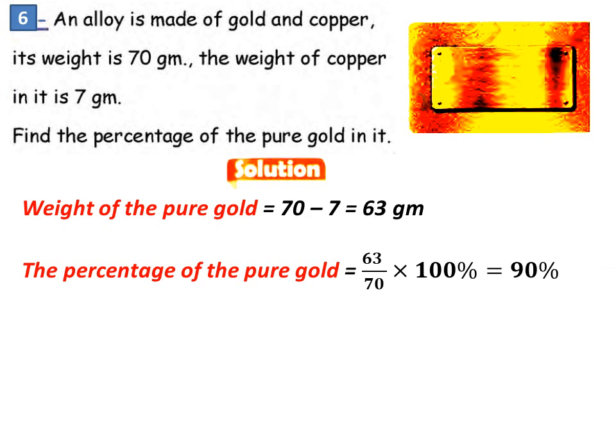To know the percentage of the pure gold, we will firstly know its representation from the total, which equals 70. 63 over 70 times 100% equals 90%.